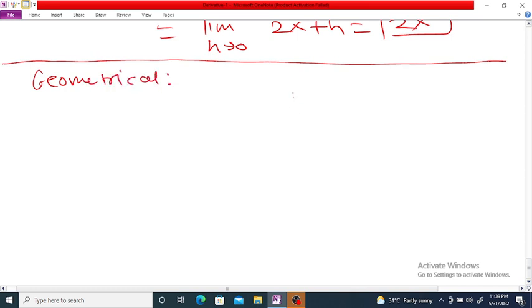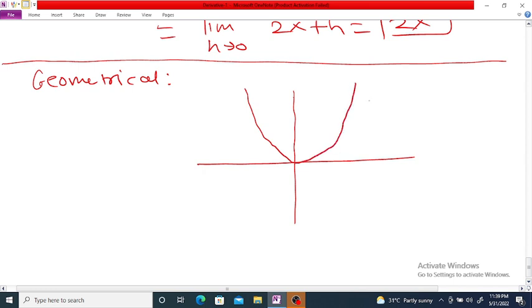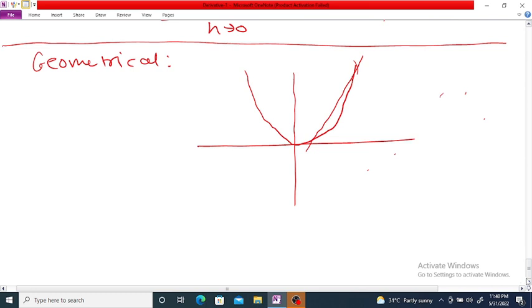Geometrically, say this is the xy axis, and suppose this curve is given. We know that this is a parabola, y equal to x squared. Okay, I'm going to draw another graph.